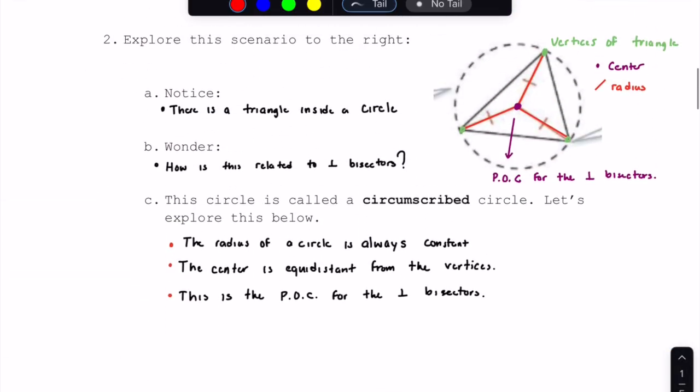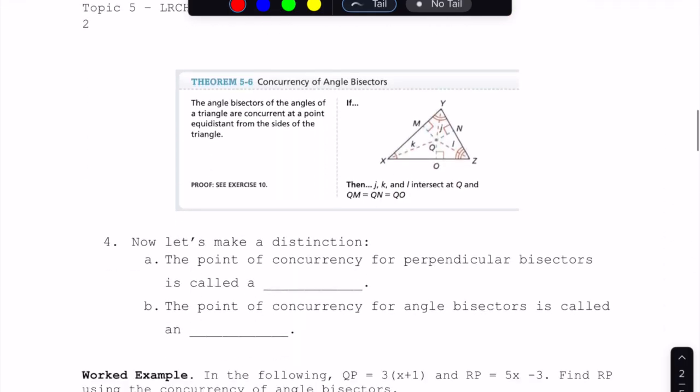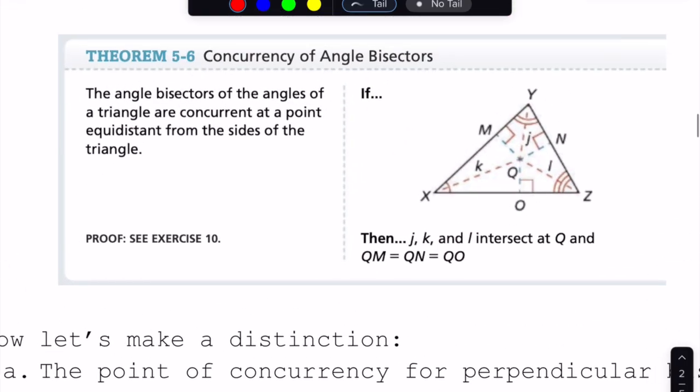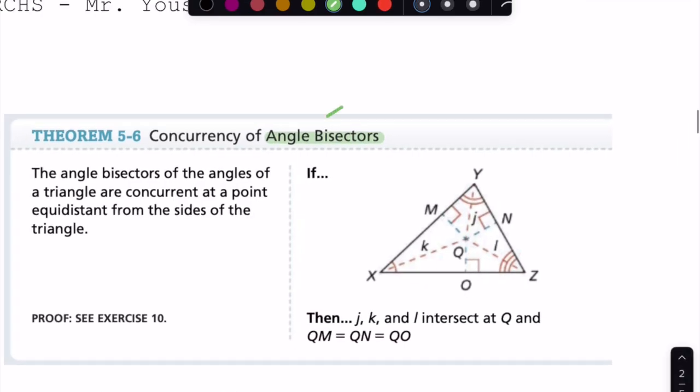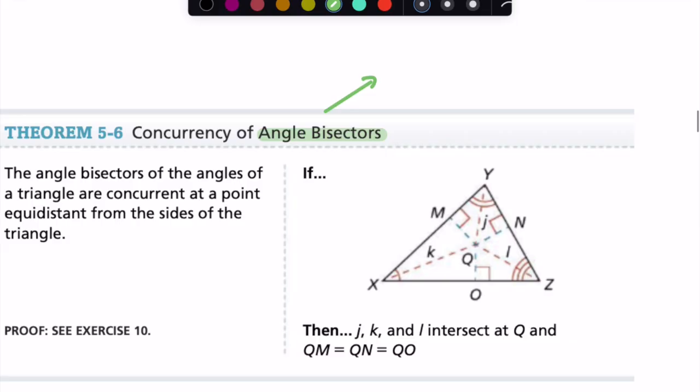Okay, so now we've talked about perpendicular bisectors. Now let's look at angle bisectors. So we know angle bisectors split angles into two equal halves.